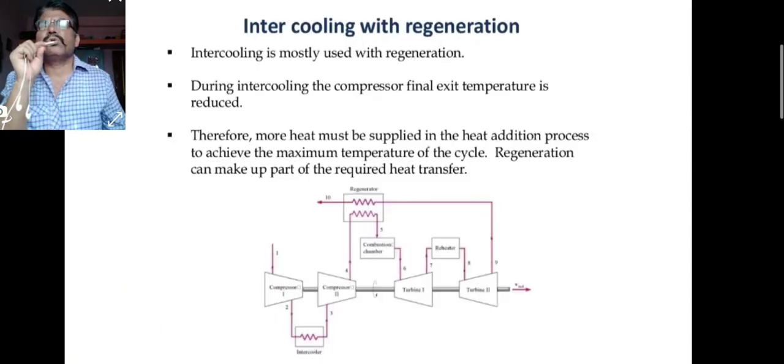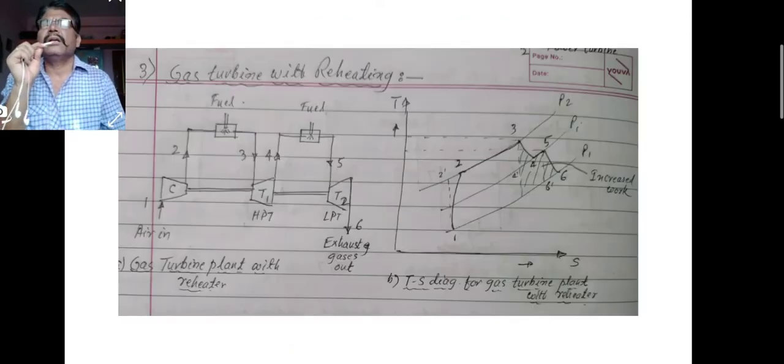Intercooling is most usually used with regeneration. During intercooling, the compressor final exit temperature is reduced. Therefore, more heat must be supplied in the heat addition process to achieve the maximum temperature of the cycle. Regeneration can make up part of the required heat transfer. That is the diagram of intercooling with regeneration.